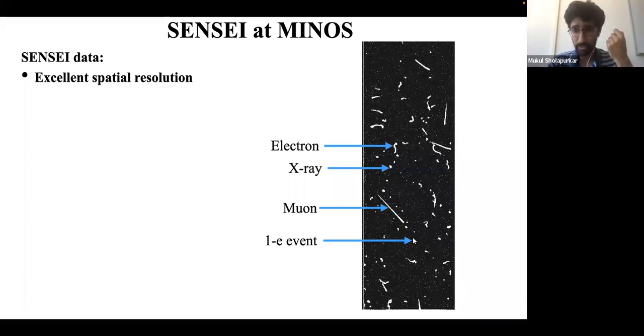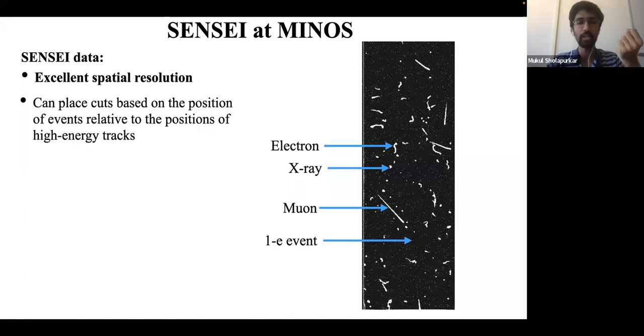So of course, some of these single electron events can be correlated with the high energy background. Using its spatial resolution, it knows the position information. So using that information, what Sensei does is place cuts based on the position of these one electron events with respect to the positions of these high energy tracks. So it removes a certain area around these high energy tracks, and counts the remaining one electron events in its analysis.